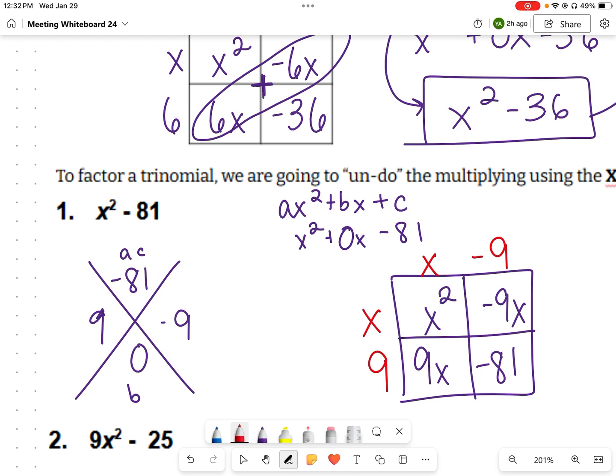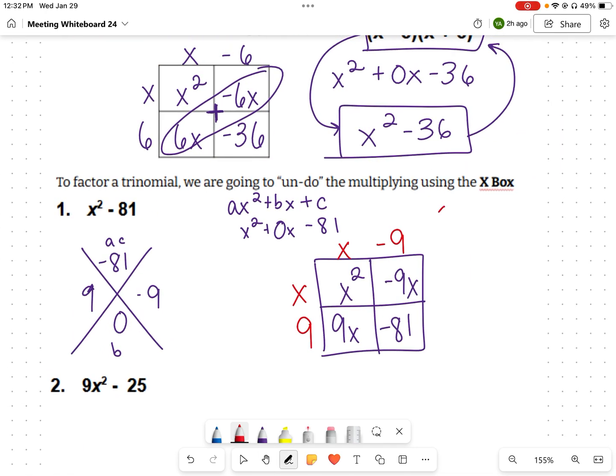9. Then our last thing, just to double check, is to make sure that 9 times negative 9 is truly negative 81, and it is. So our answer, our factored form, is x minus 9 times x plus 9.